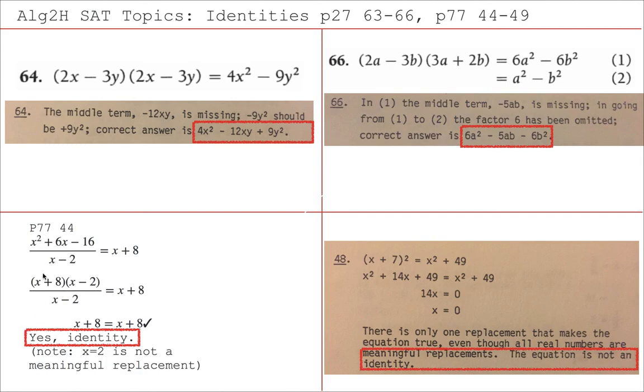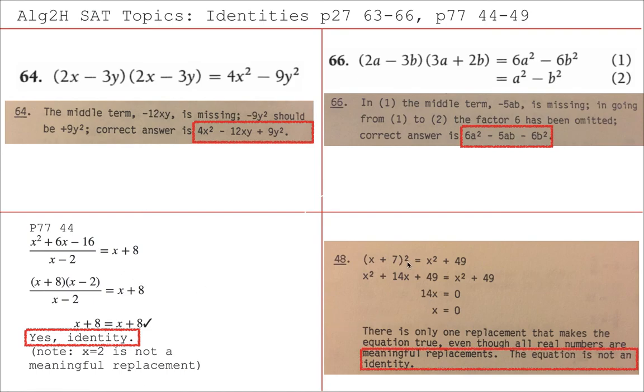And note, you might think, Mr. Bergman, how are we supposed to think about the value of 2, because you can't actually plug it in to check. So if you're worried about that, you can say that x equals 2 is not a meaningful replacement. In other words, this equation is true for all meaningful replacements, and x minus 2 is not a meaningful replacement.